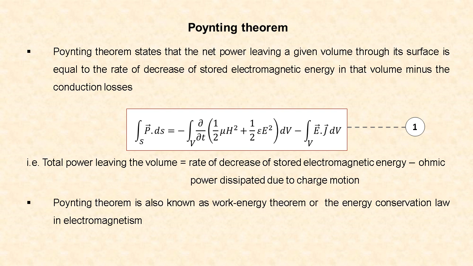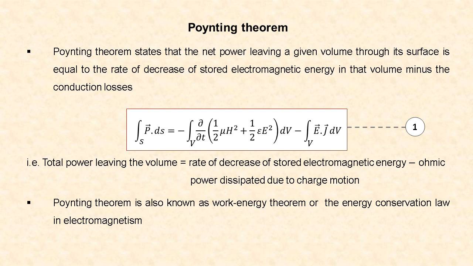Mathematically, it is expressed as surface integral of P vector dot dS is equal to minus volume integral of ∂/∂t into (1/2 μH² + 1/2 εE²) dV minus volume integral of E vector dot J vector dV.